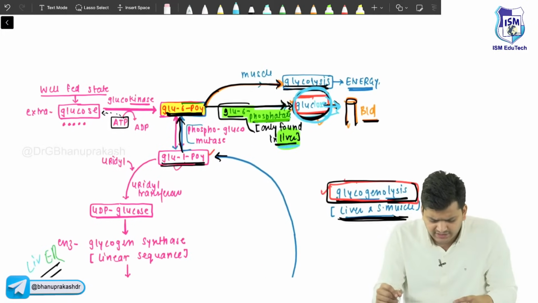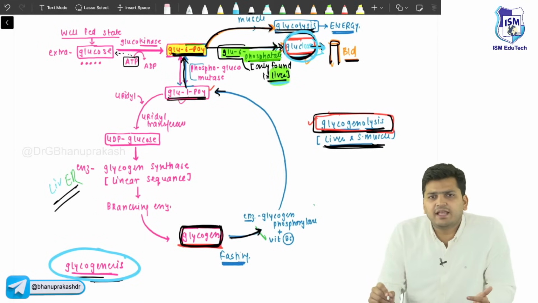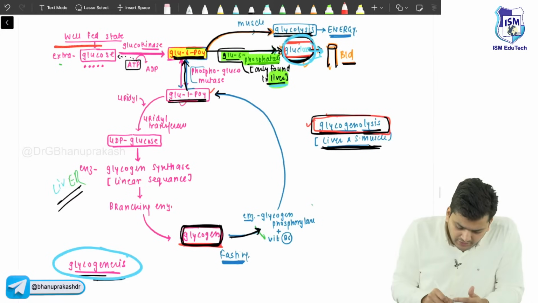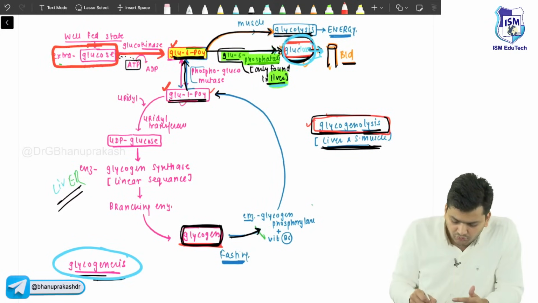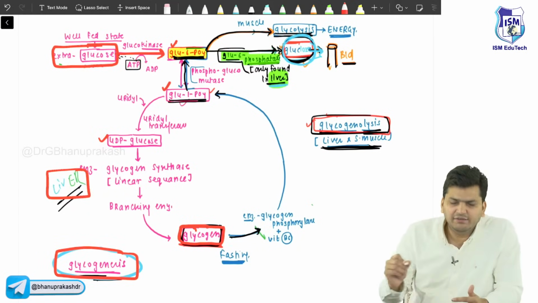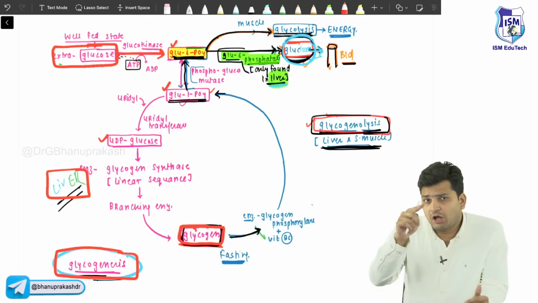Let's see how this process is happening. First, we are talking about glycogenesis, how glycogen synthesis is happening. Whatever extra glucose you have, that extra glucose molecule will be converted into glucose 1-phosphate, then glucose 6-phosphate, and ultimately they are going to make glycogen. This process is called glycogenesis. It is occurring where? Liver. And when is it occurring? Well-fed state.